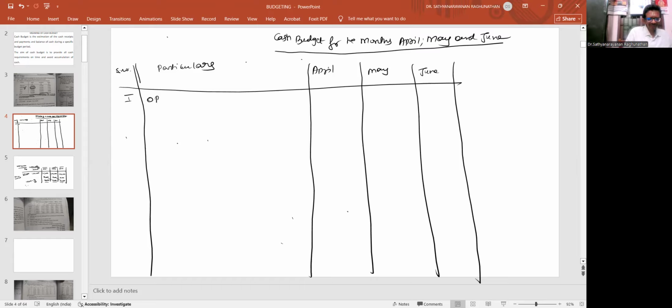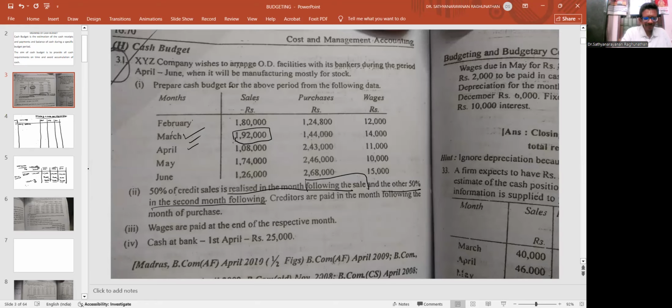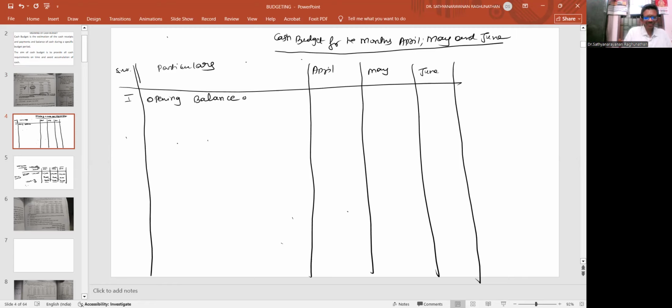Now first you have to write the opening balance. In the question they have given cash at bank on 1st April is 25,000. Opening balance of cash, or opening cash balance, 25,000. Here and in the other columns you don't fill anything. April month closing balance will be the opening balance for May. May month closing balance will be the opening balance for June. That we will deal with later. After opening balance, cash receipts.